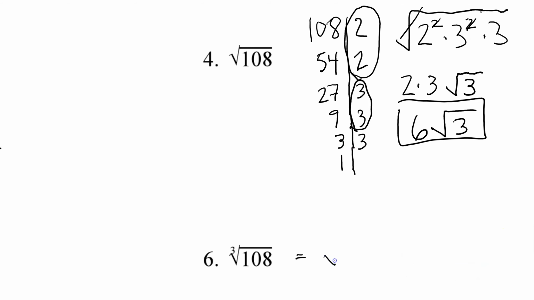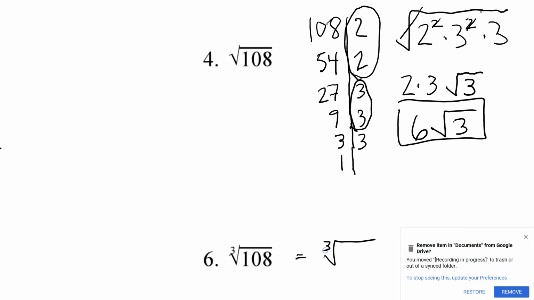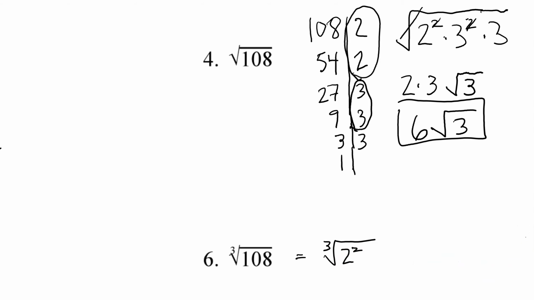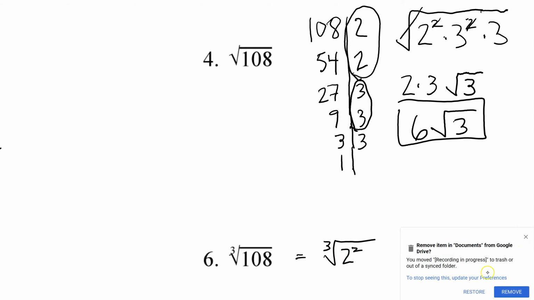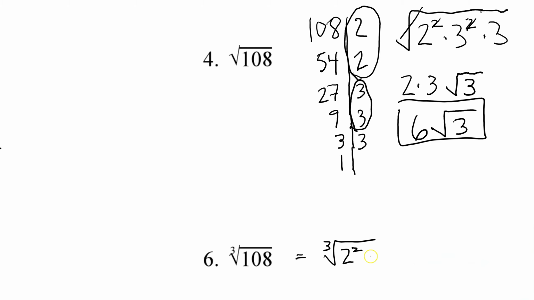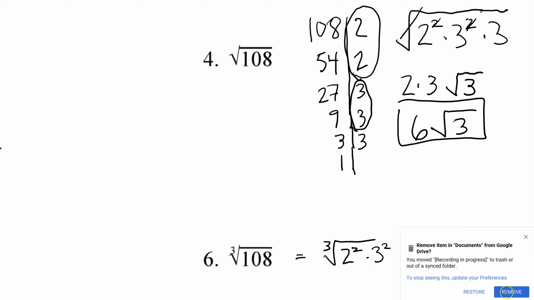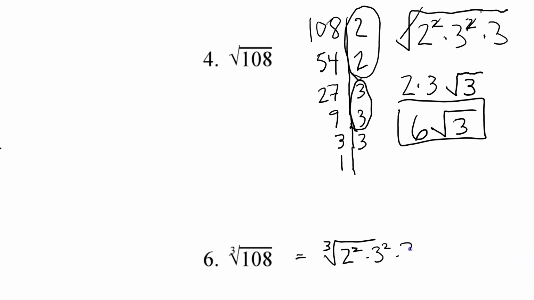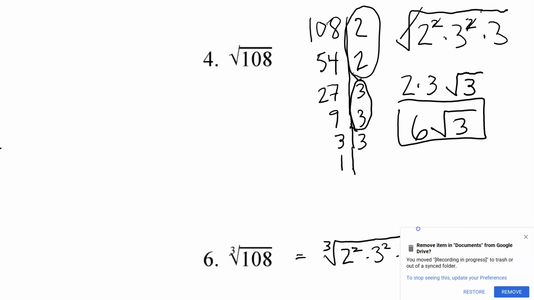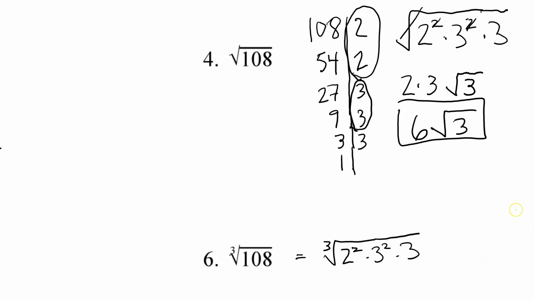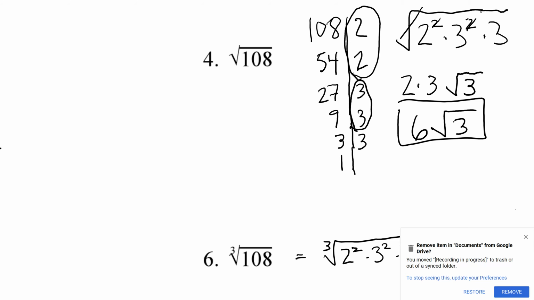We're just going to write, this time it's the cube root of 2 squared times 3 squared times 3. We're just using the same prime factorization that we had above. 2 squared, 3 squared, 3. Yep.